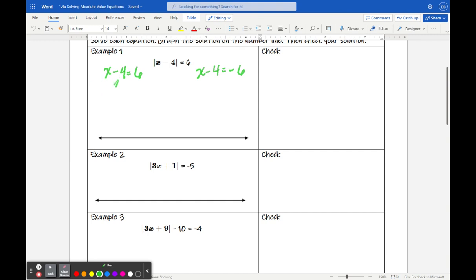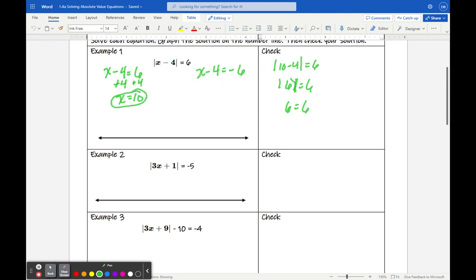So if I solve for x here, I have that x equals 10. And I can check because the absolute value of 10 minus 4 is the absolute value of 6, and the absolute value of 6 is 6. So that does work. That is a correct solution.